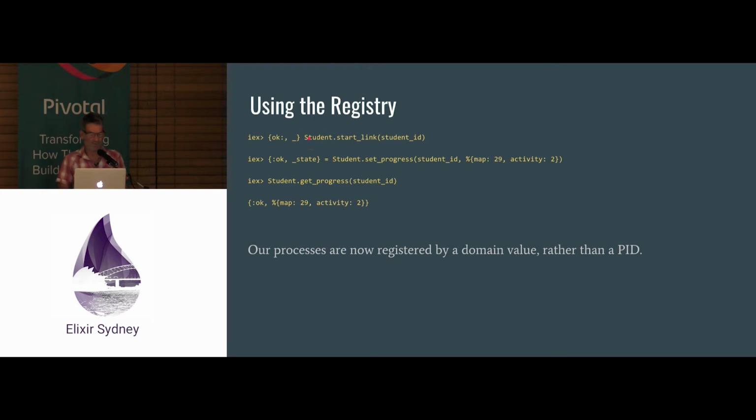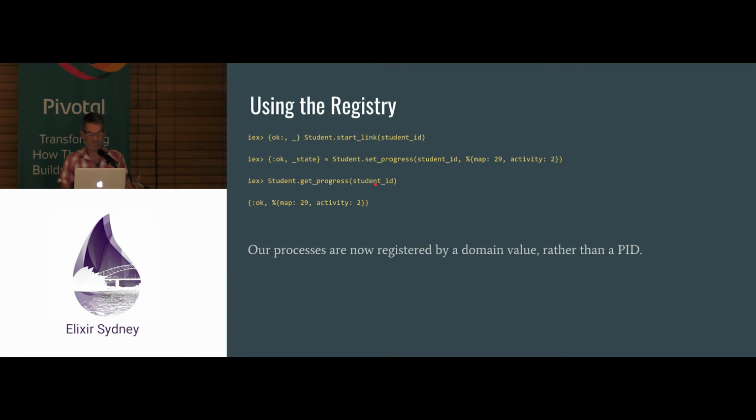So here's how we can use it when we start this instance. When we create a GenServer instance, we pass in the student ID, and you can see that I don't really care about what's returned. I just care that this OK atom indicates that it's succeeded. I can set the progress by the student ID, and I can get the progress by the student ID, which just makes a much nicer API.